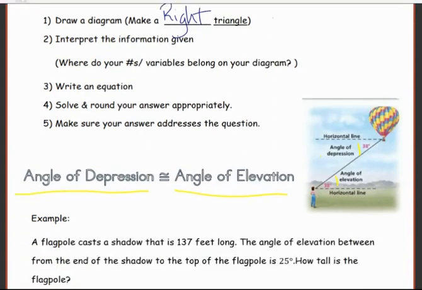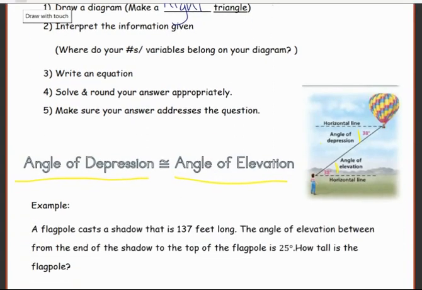So in our first example, it says we have a flagpole that casts a shadow that is 137 feet long. The angle of elevation between the end of the shadow to the top of the flagpole is 25 degrees. How tall is the flagpole? So the first thing you're going to want to do is sketch out a picture. That picture should have a flagpole and a shadow. So you can see here is my picture.